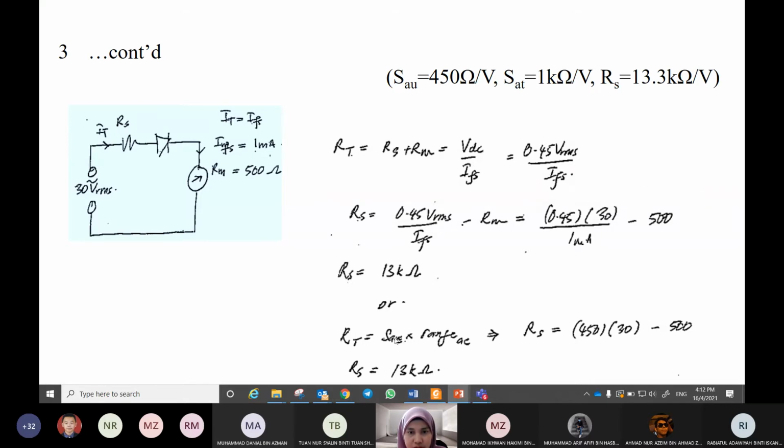Or this is the shorter way. R total is equal to SAC times V range AC or SDC times V range DC. Okay, so SAC is equal to 450. V range of AC is equal to 30. And then this is our total. So how to find RS? R total minus RM. We get the same. Okay, any question?